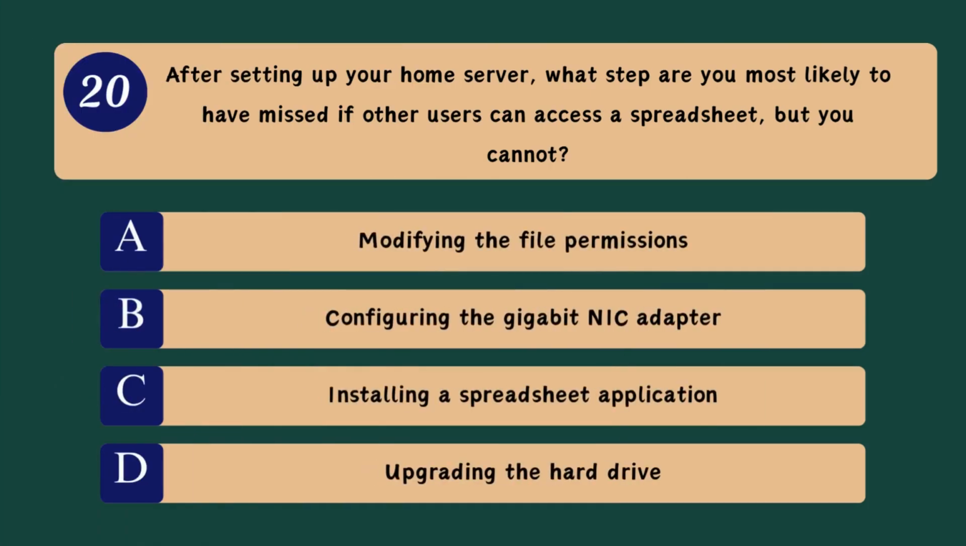Question 20. After setting up your home server, what step are you most likely to have missed if other users can access a spreadsheet, but you cannot? A. Modifying the file permissions. B. Configuring the gigabit NIC adapter. C. Installing a spreadsheet application. D. Upgrading the hard drive. Correct answer. A. Modifying the file permissions.